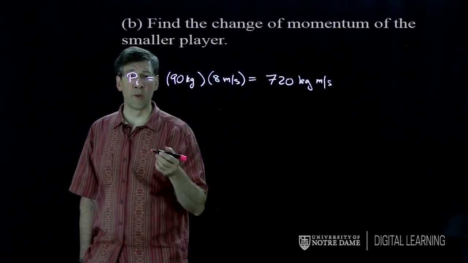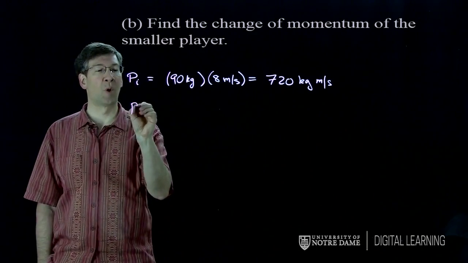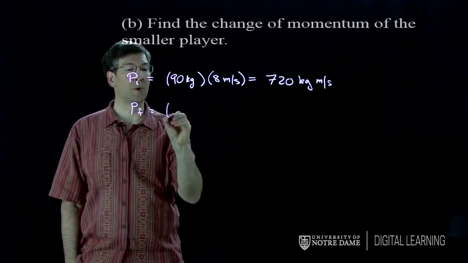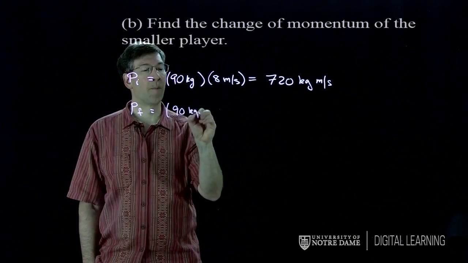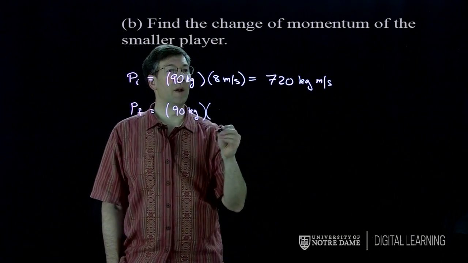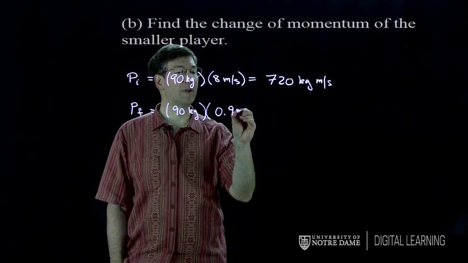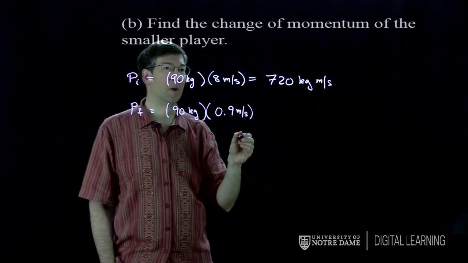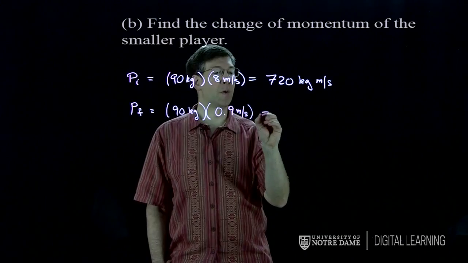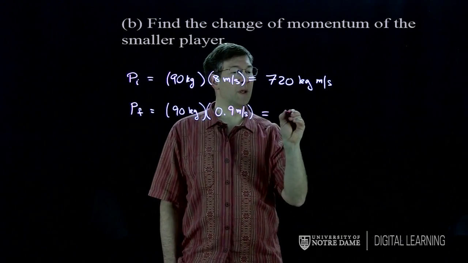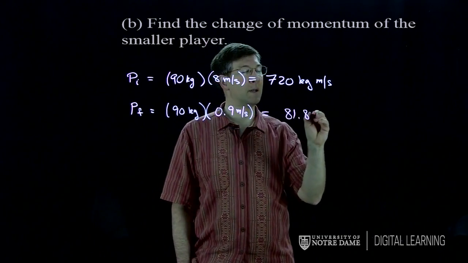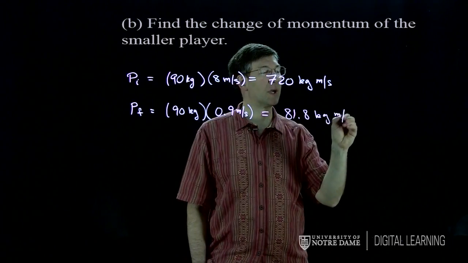And we know that the final momentum of the smaller player now is equal to that same 90 kilograms, since his mass doesn't change. But now he's only traveling with the speed of the pair that we just calculated on the previous slide, which was 0.9 meters per second. And so his final momentum is 81.8 kilogram meters per second.